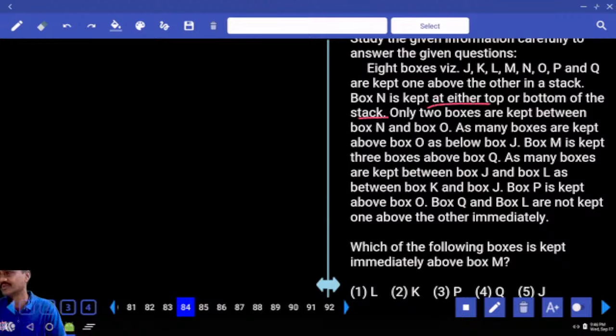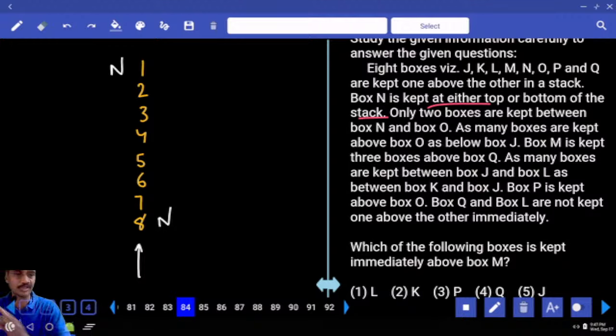1, 2, 3, 4, 5, 6, 7, 8. Now these are the 8 boxes we have. Out of these 8 boxes, N is kept either at the top or at the bottom. No definite information is given. As definite information is given here, that is the reason we are giving the positions 1 to 8. Otherwise you are not supposed to do that. Only 2 in between N and O. Now in this case, O is at the 4th place. Now in this case, O is at the 5th place.